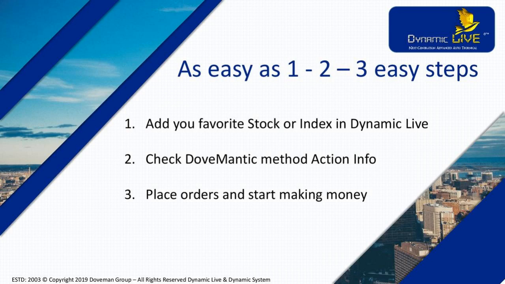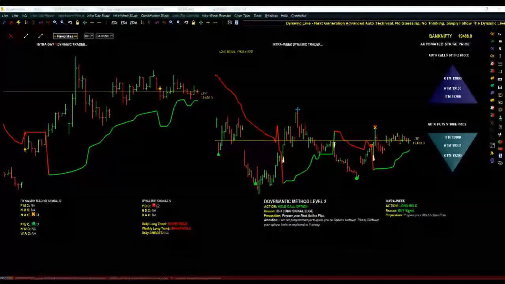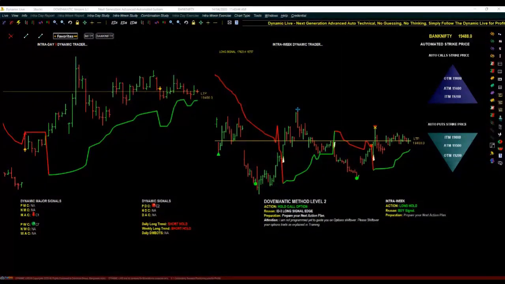Now what we can do is that you can suggest me any of your favorite stock that you want to check. Now we will go through that particular stock. We will see how this 1, 2, 3 easy step works. You can text your stock on the chat.